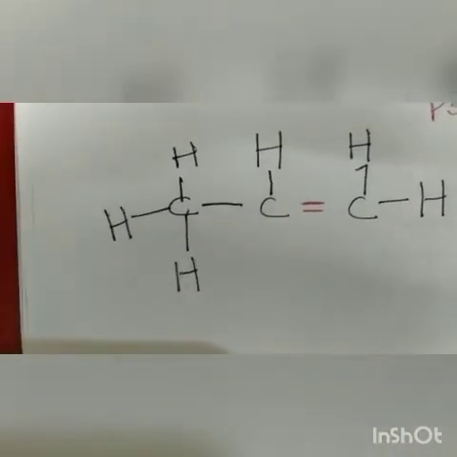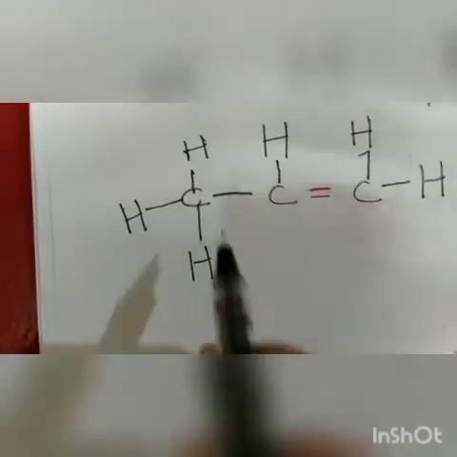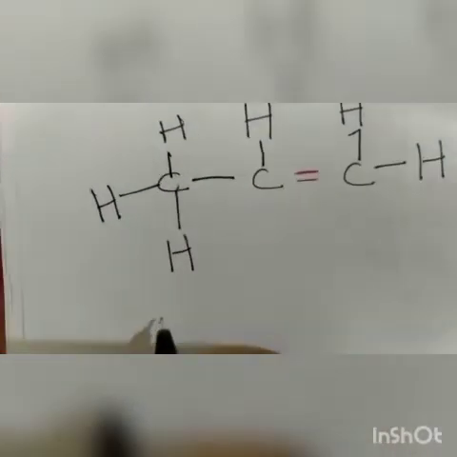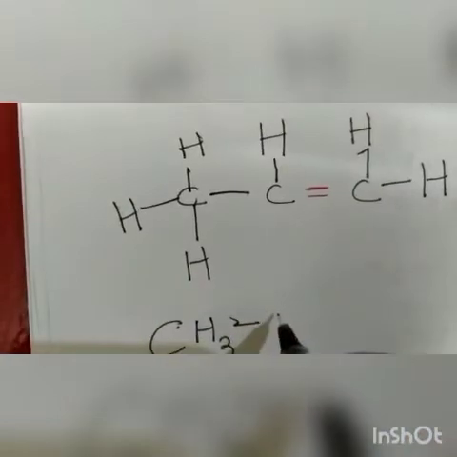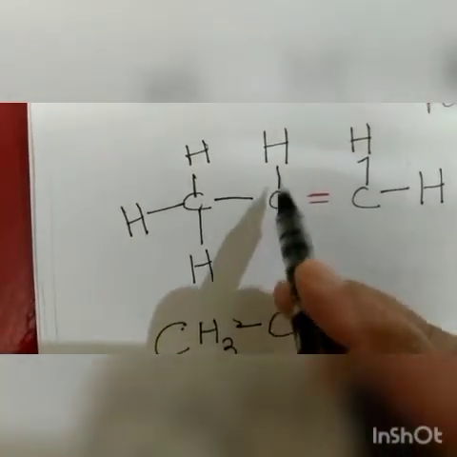Now if I want to condense it or write it in a shorter form, what will I do? This is 1 carbon. See here please. How many hydrogens are attached to this carbon? 3. So it is CH3. Now this carbon is joined with this carbon. How many hydrogens are here? 1. Now this carbon is joined with this carbon. How many hydrogens are there? 2. So this is the condensed formula.